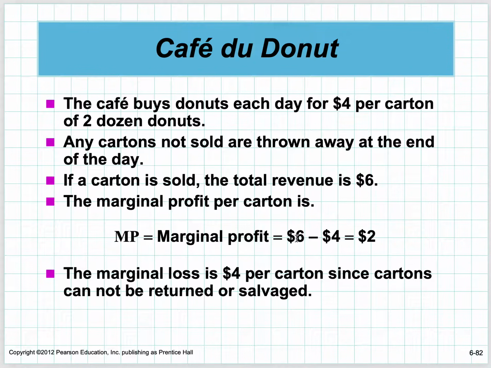Here's Cafe Do Donut. And here's how you should do these. This is the kind of problem I would assign. The cafe buys donuts each day for $4 per carton of 2 dozen donuts at a time. Any cartons not sold are thrown away at the end of the day. So your marginal loss is going to be $4 for any carton you throw away. If a carton is sold, the revenue is $6. So the marginal profit is 2, and the marginal loss is 4.